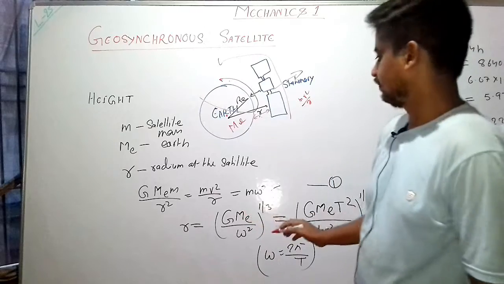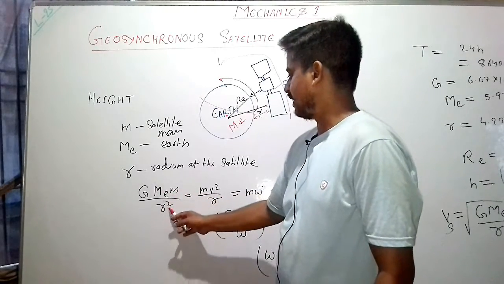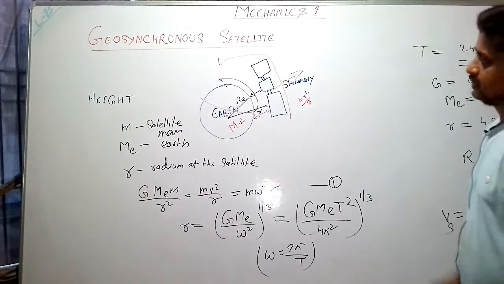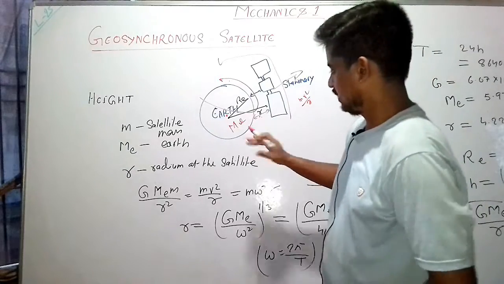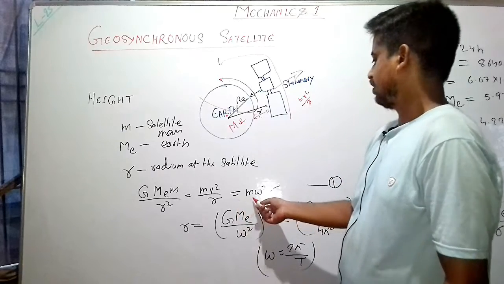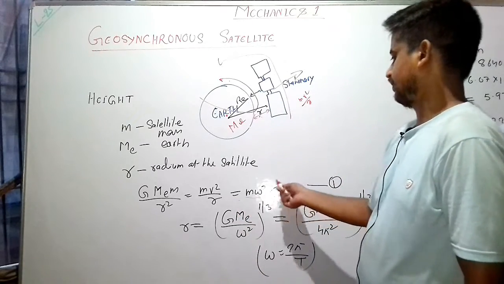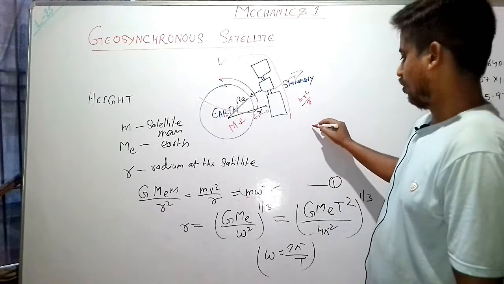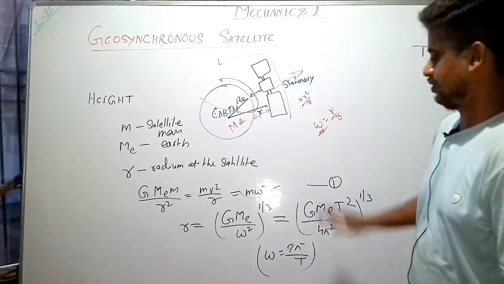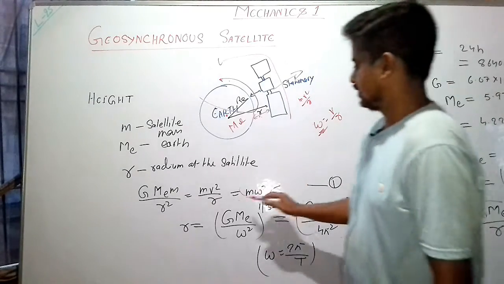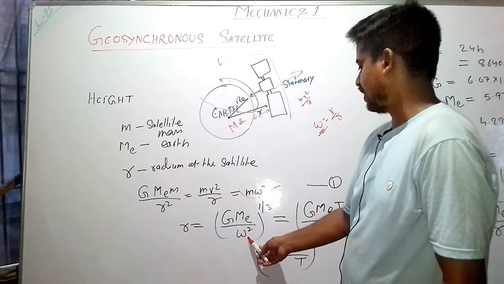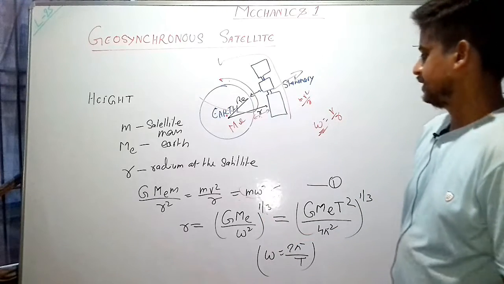So G me m divided by r squared equals mv squared by r. So the centripetal force will be in equilibrium with the gravitational force, and it is also equal to m omega squared r. Omega is v by r, where omega is the angular velocity, and when we solve this for r, we will get r equals G me divided by omega squared, to the power 1 by 3.